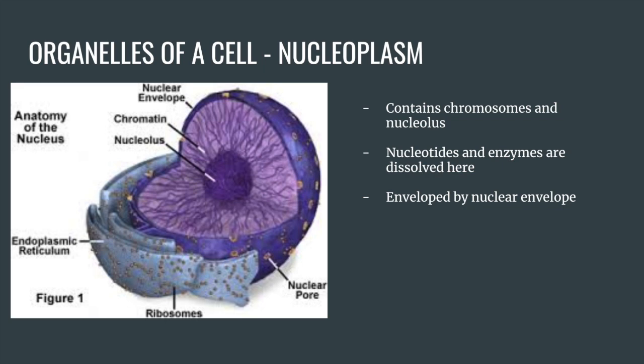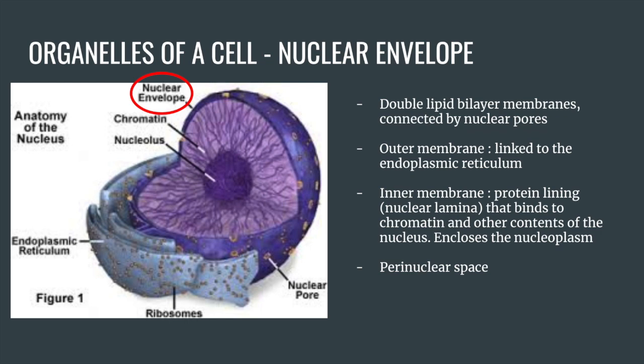Next up, we have the nucleoplasm. Essentially, it acts like the cytoplasm of a cell. It is completely enclosed by the nuclear envelope and it contains the chromosomes and nucleolus. This is also the site where nucleotides and enzymes are dissolved. Lastly, the nuclear envelope. The nuclear envelope is a double lipid bilayer membrane which includes the outer membrane and inner membrane. These two membranes are connected by nuclear pores. The outer membrane is linked to the endoplasmic reticulum, while the inner membrane has a nuclear lamina that binds to chromatin and other organelles of the nucleus.